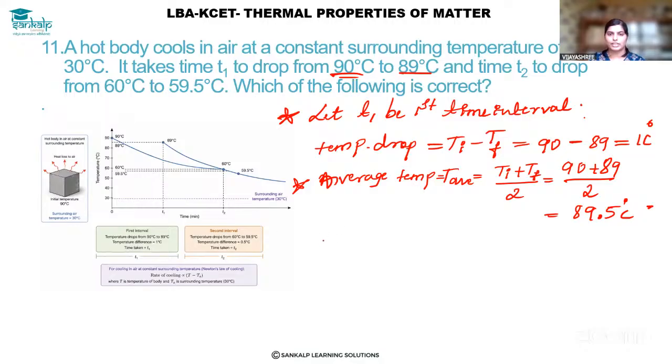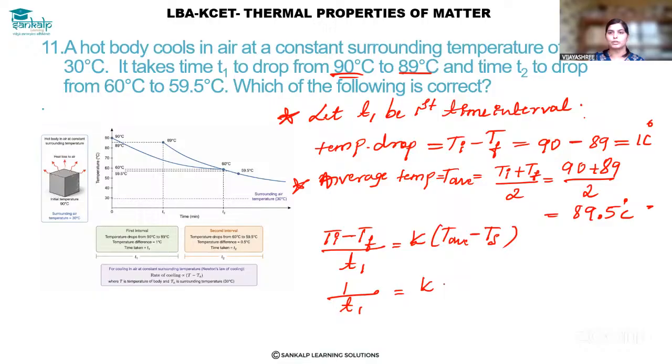Which is equal to, first case: T initial minus T final divided by T1 is equal to K into T average minus temperature of surrounding, we can write, right? So here substitute: Ti minus Tf, it is 1 degree, divided by T1 which is equal to K into T average, that is 89.5 degree Celsius, minus T surrounding, that is 30 degree Celsius.